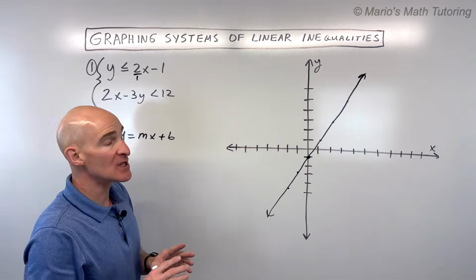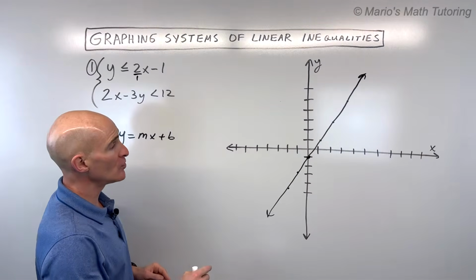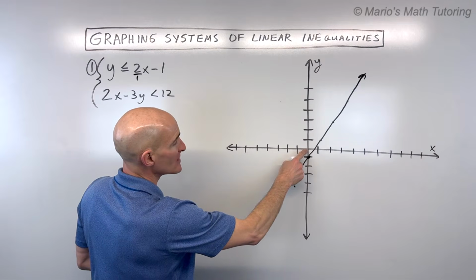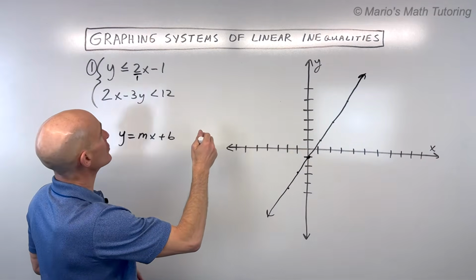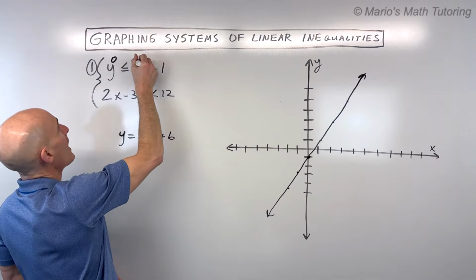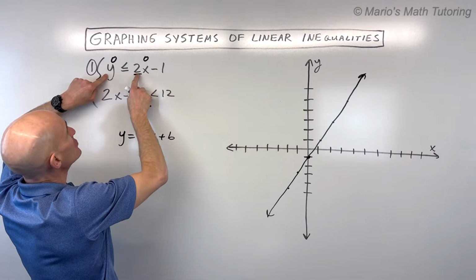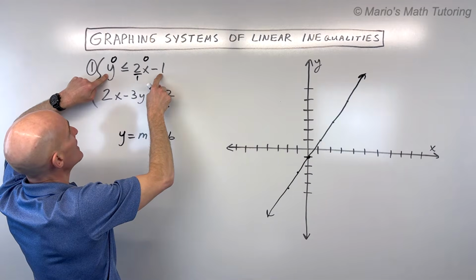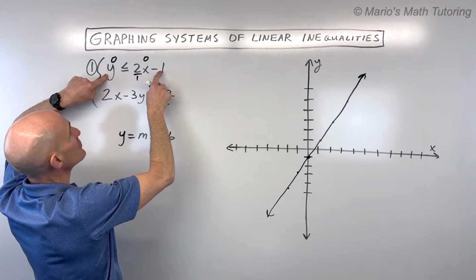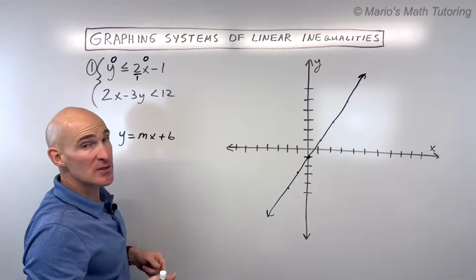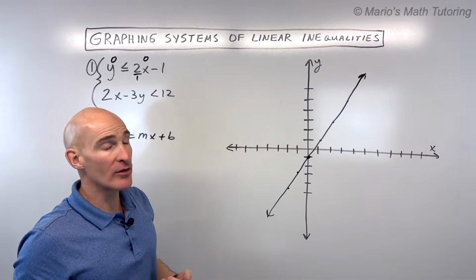Now some teachers and some students don't like this method. They do what's called a test point method. So for example, this is the origin 0, 0. If I put 0 in for y and 0 in for x, let's see if this is true or not. So 2 times 0 is 0, minus 1 is -1. Is 0 less than or equal to -1? No, 0 is actually greater than all the negative numbers.